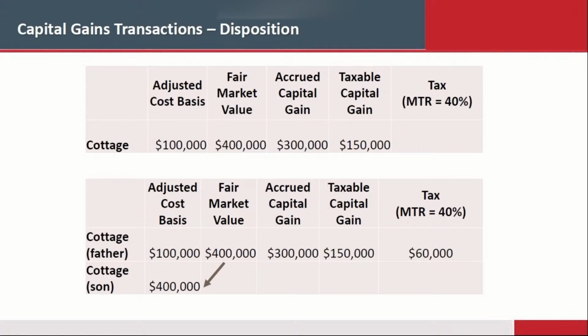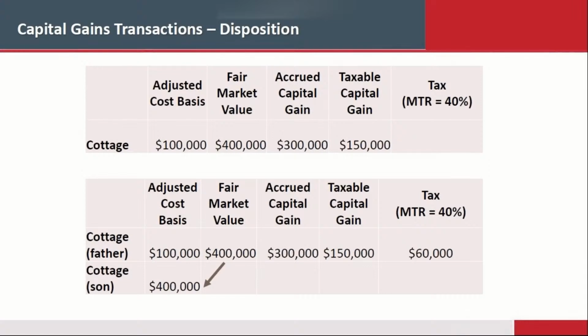So the taxable capital gain will be $150,000. Okay, that's your taxable. Remember, $150,000 of that will be tax-free. The other $150,000, you're going to have to report that. And let's assume again that your marginal tax rate was 40%. So that means you have to pay tax of 40% on that $150,000.